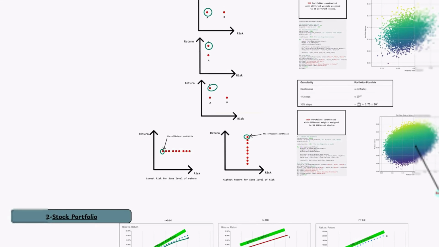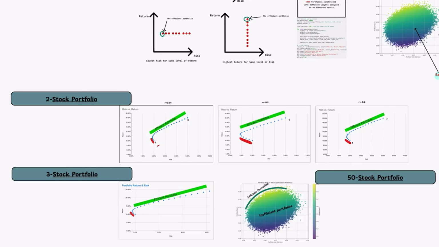Apply this logic to the portfolios we created with 2 stocks, 3 stocks and 50 stocks. In the 2-stock portfolio curve, we reject all the inefficient portfolios, those with lower return for the same risk, and identify the efficient ones. Similarly, for the 3-stock portfolio and 50-stock portfolio, we reject the inefficient ones and only select the efficient portfolios. These portfolios are inefficient portfolios and these portfolios are efficient portfolios.